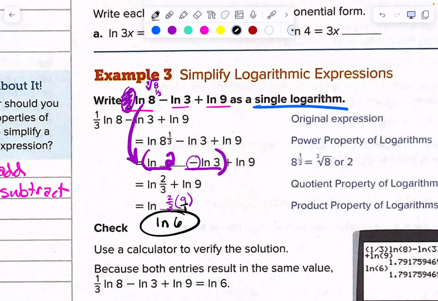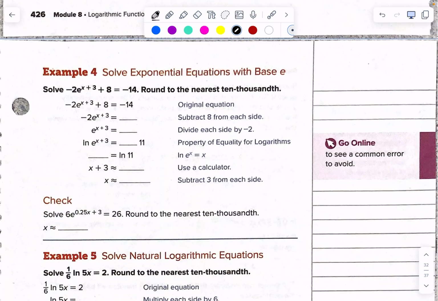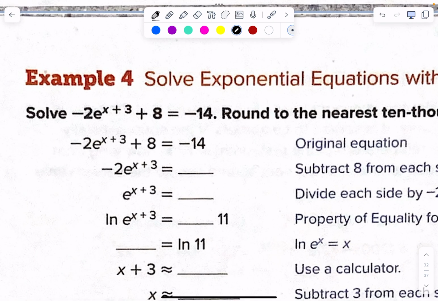Minus means divide, plus means multiply. So you're just looking at the numbers. I'm taking these two and dividing them, then taking that and multiplying by that guy. Minus means divide, plus means multiply. Good? Okay, let's go to the next one. Now we're going to actually be solving something.